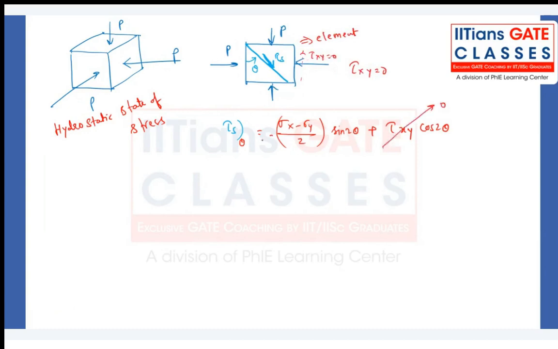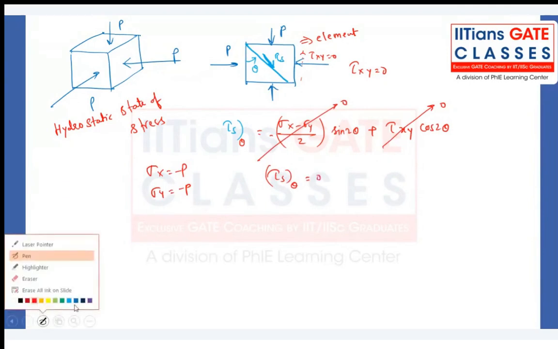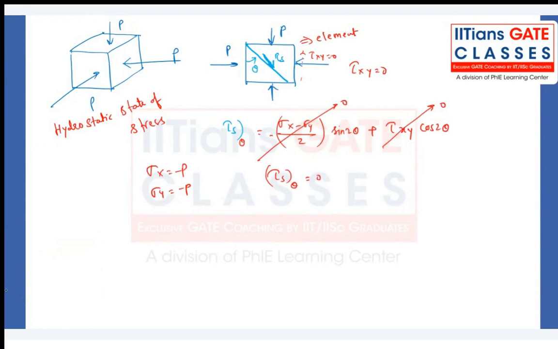Sigma x is what? Minus p. Sigma y is what? Minus p. Once again, this will be 0. So tau theta will become 0. That means when tau theta is 0, my dear friend, what are you calling that? Tell me, guys. There will not be any shear stress acting in a fluid element which is subjected to hydrostatic state of stress conditions. Getting my point? The fluid element will not be subjected to any kind of shear stresses whenever the fluid is subjected to hydrostatic state of stress conditions. Make a note of it.